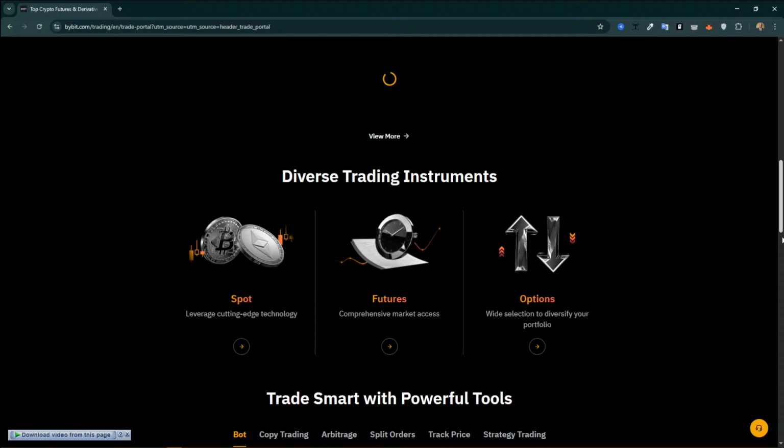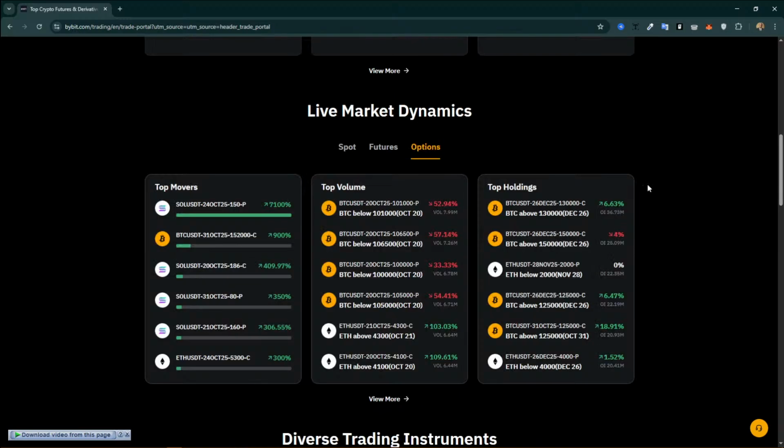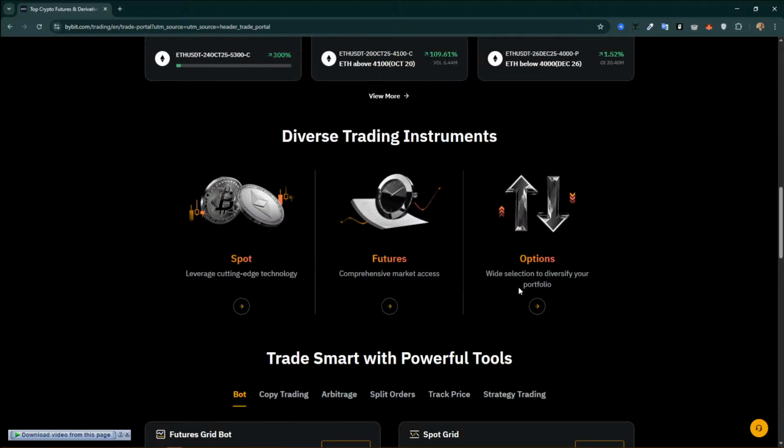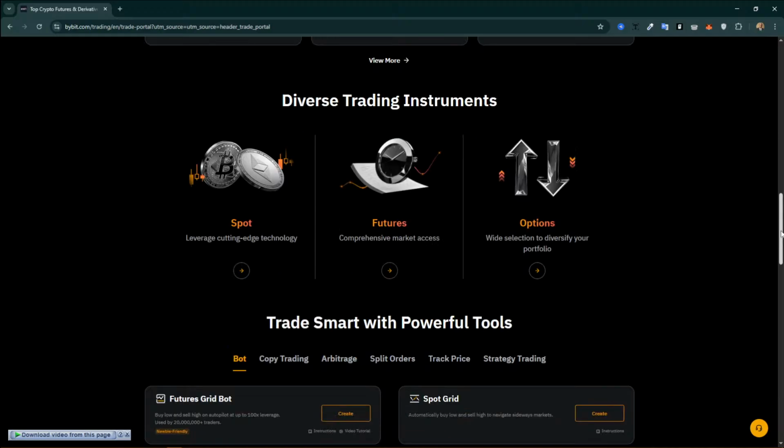As you notice, we have the spot, which is crypto. There's features, which involve a mixture of crypto and other assets. Then we have the options, which are all advanced for this stage right now. So the spot, I already talked about those comprehensive market access, which is the features, the options, wide selection and diversity, wide selection to diversify your portfolio. Alright.